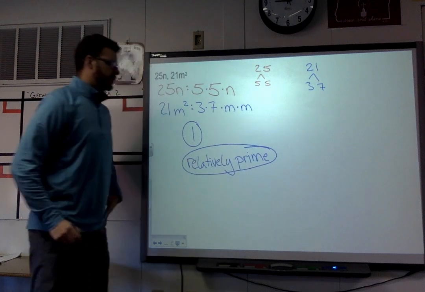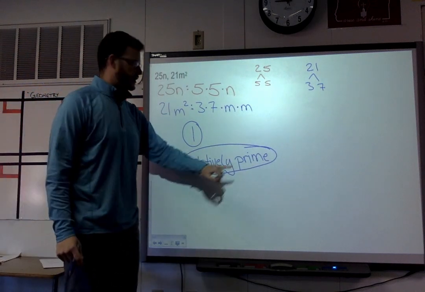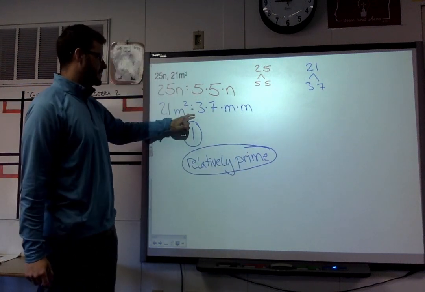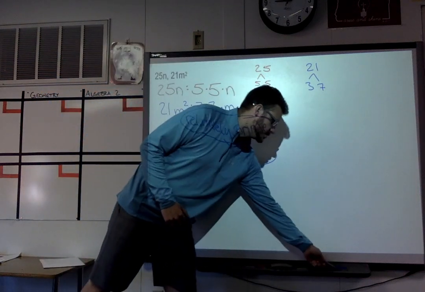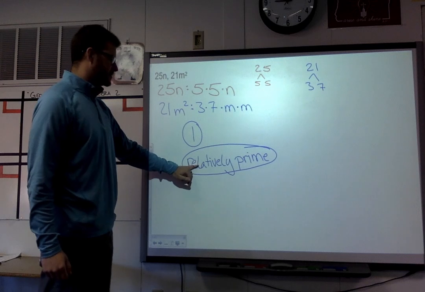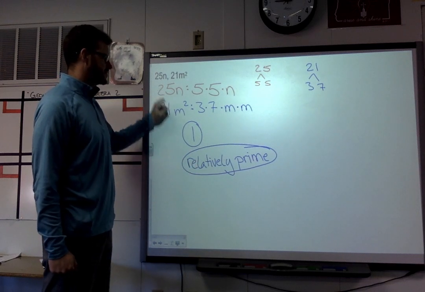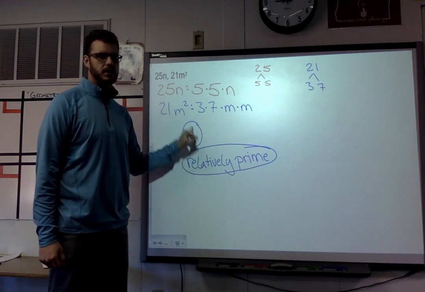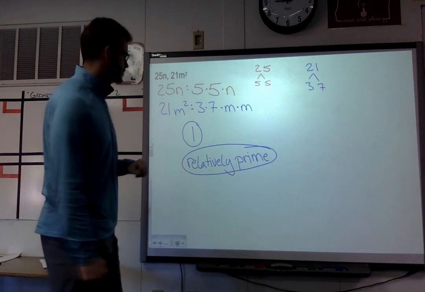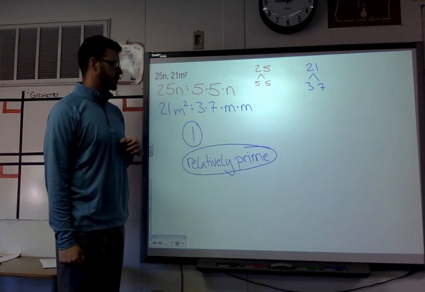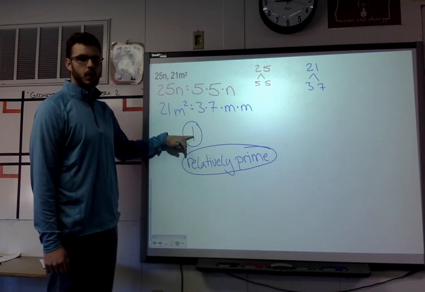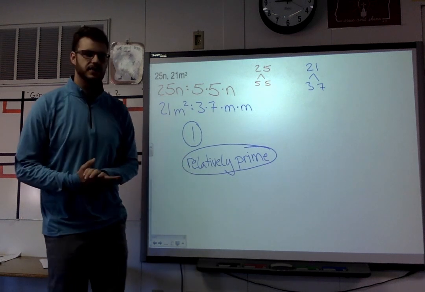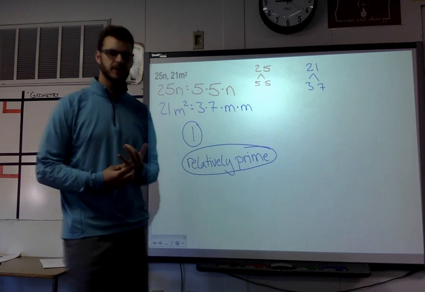So the reason we call them relatively prime, they're not prime because we see that neither of these are prime numbers. They both have more than one factor that goes into them, but they are relatively prime because there is no number greater than 1 that goes into both of those. So if you come up with this situation, you could have two different answers. Your greatest common factor could be 1, or you could say that those two numbers are relatively prime.